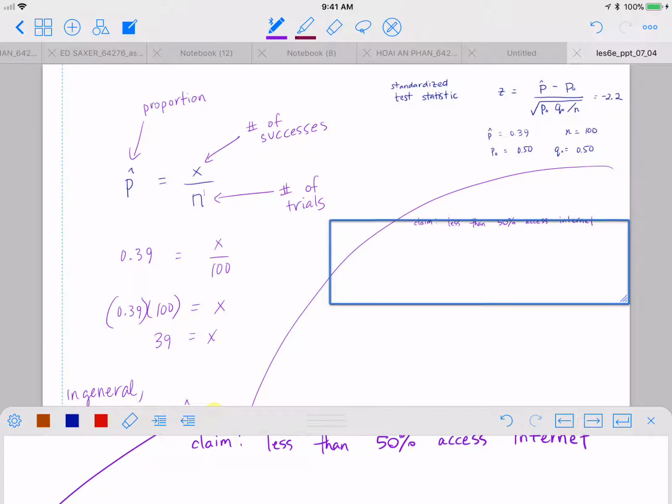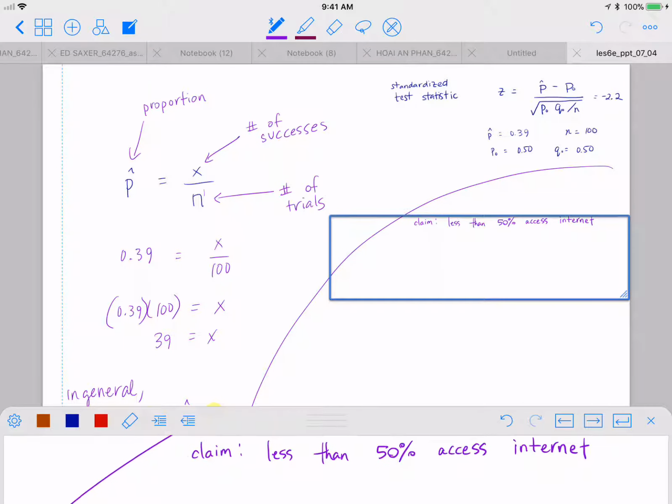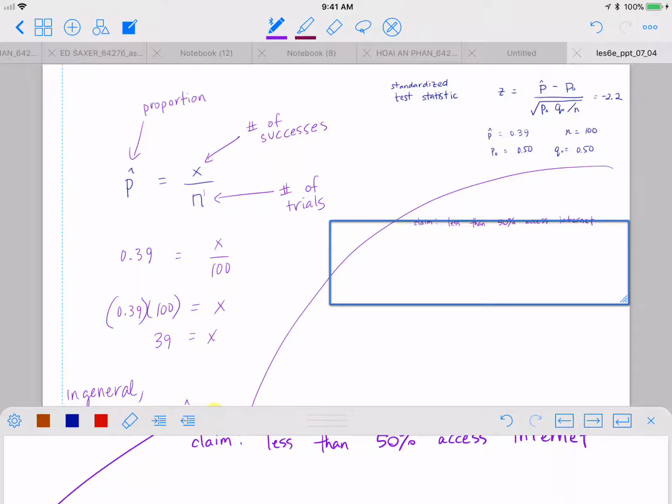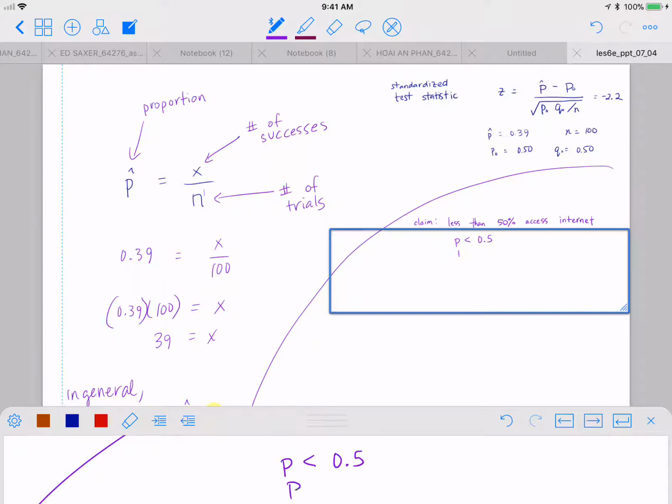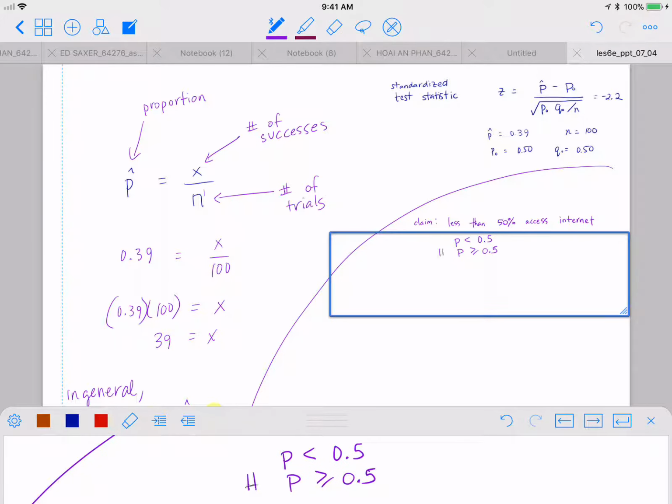Okay, we translate that into a mathematical statement. Our variable is going to be P because we're talking about proportion. So we're saying that P is less than 0.5. We write the complement: P is greater than or equal to 0.5. One of these will be the null hypothesis and one will be the alternative hypothesis.